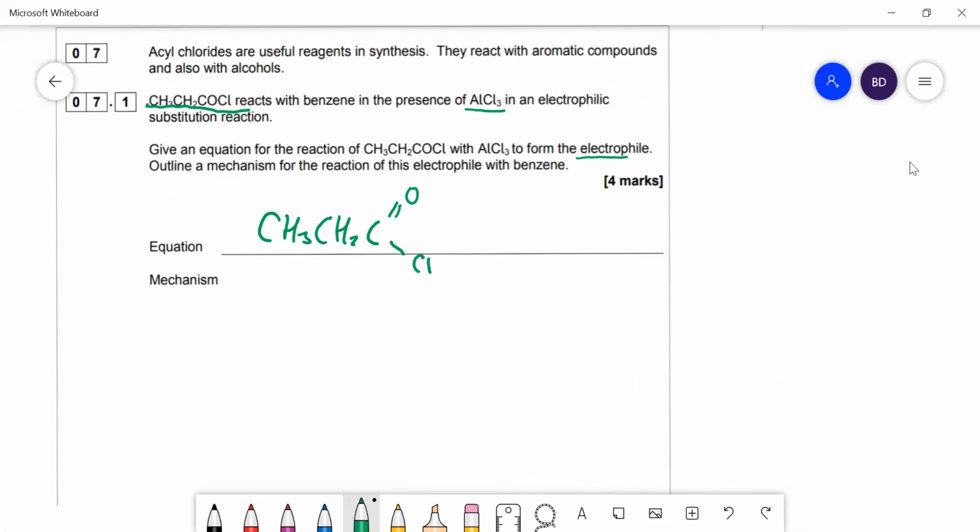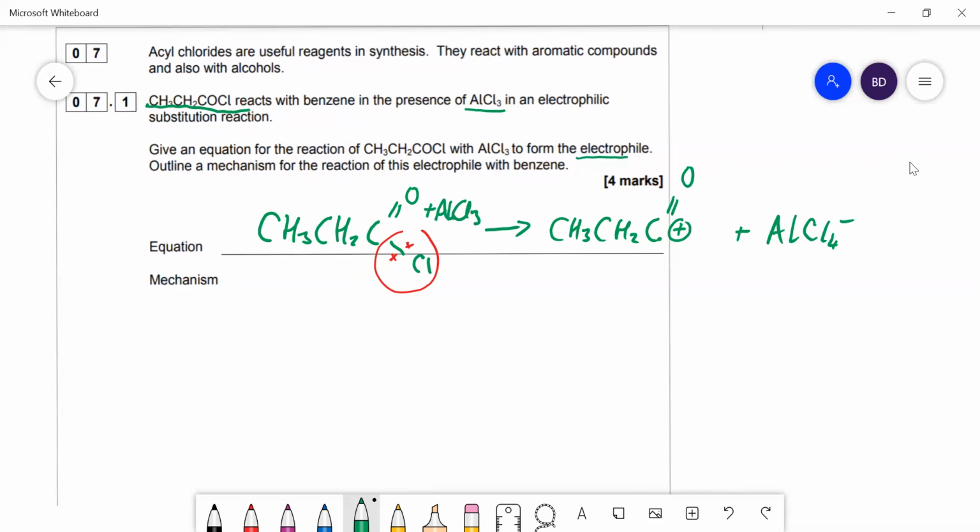I'll write it like that. So if you remember, the aluminium chloride actually takes off this chlorine with those two electrons, and that is going to generate, you wouldn't leave that in obviously, your answer, that is a positive charge, and that's the electrophile, and you would get AlCl4 minus. Okay, so I need to put plus AlCl3 there. That's the equation for the generation of the electrophile.